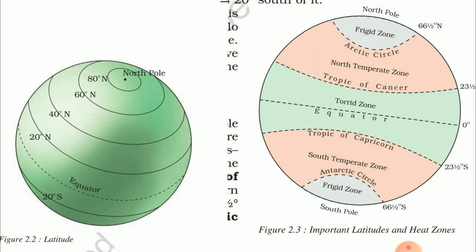Okay. Then when we talk about frigid zone, you know that frigid zone temperature is very low. Frigid zone should be in the pole. Pole means North Pole and South Pole. You can say that between North Pole and Arctic Circle, frigid zone. Between South Pole and Antarctic Circle, frigid zone. There are two frigid zones, two temperate zones, and one torrid zone.